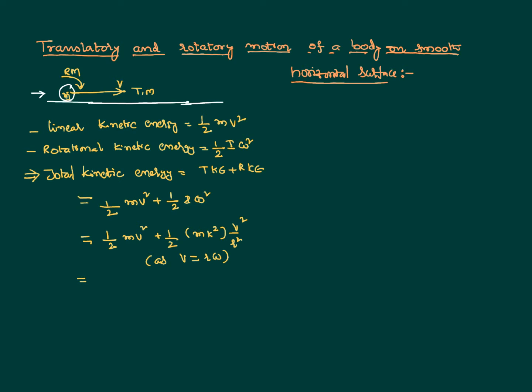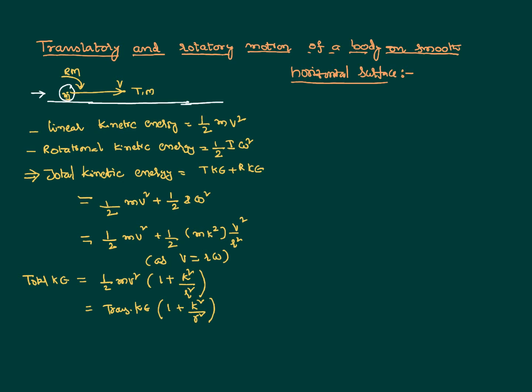So we can write the total energy as, I can take half mv square common, 1 plus k square by r square, where k is the radius of gyration of the body and r is the radius of the body itself. So total kinetic energy of the body is, we can say half mv square is nothing but the translational kinetic energy, multiplied by 1 plus k square by r square.